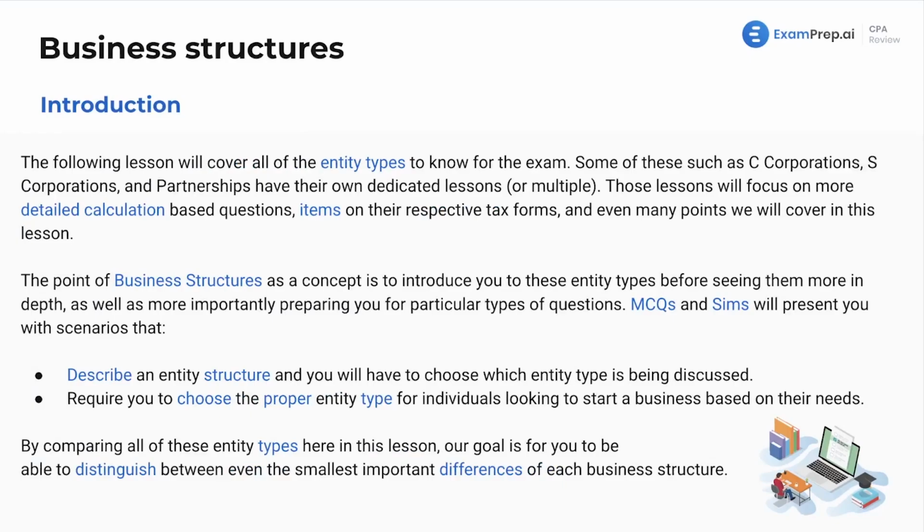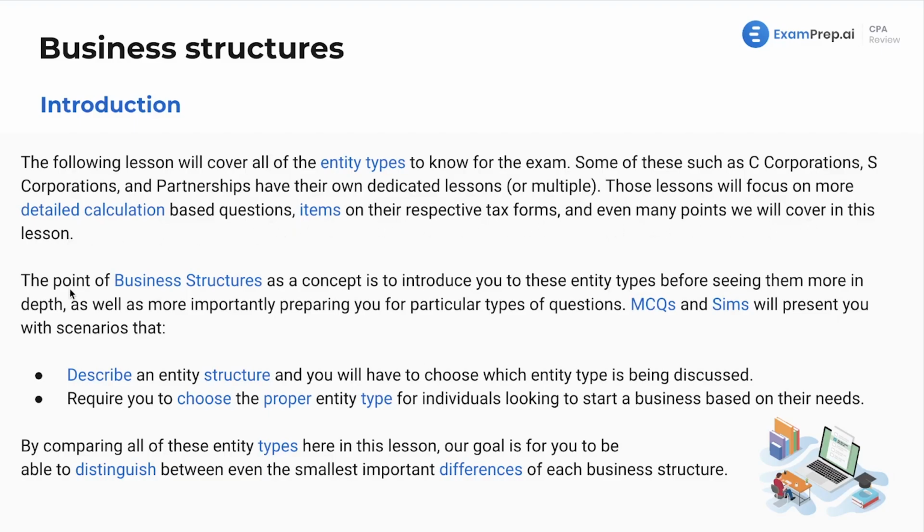We're going to have a great time with business structures. This is a nice little introduction for all the entity types we're going to need to know for the exam. Some of these examples are going to be C Corps, S Corps, and partnerships, and they will have their own dedicated lessons, or multiple of them, because why just have one lesson when we could have so much more fun with 3 lessons? Those lessons are going to focus more on detailed calculation-based questions, items on their respective tax forms, and even many points we will cover in this lesson.